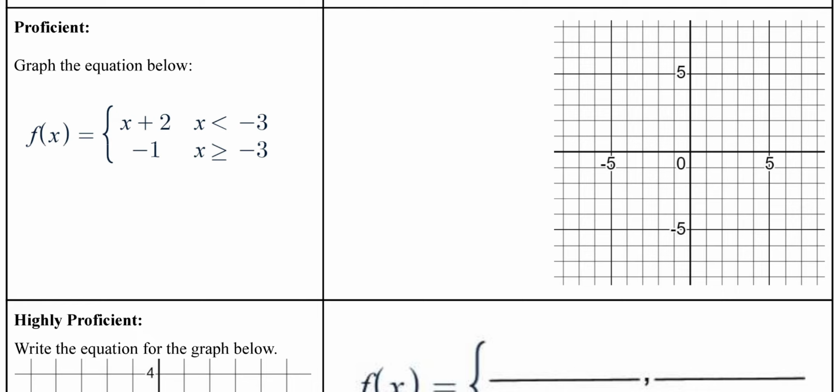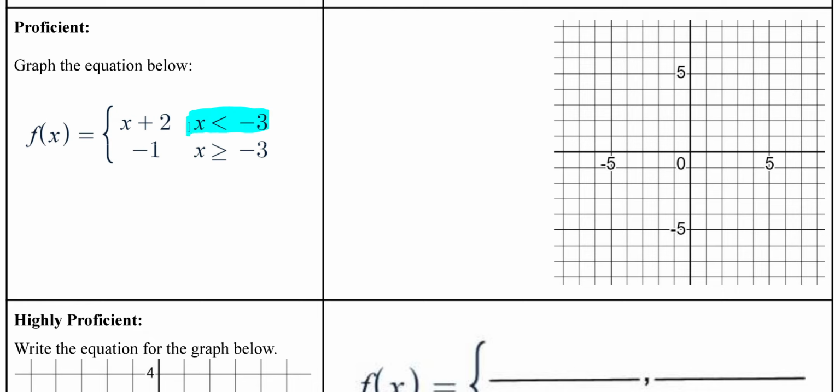I'm going to do something that hopefully you'll find helpful. I want to focus on graphing different parts of different functions. f(x) is equal to x plus 2 if x is less than or equal to negative 3. But if x is greater than or equal to negative 3, then f(x) equals negative 1. So let's talk about this in these ways.